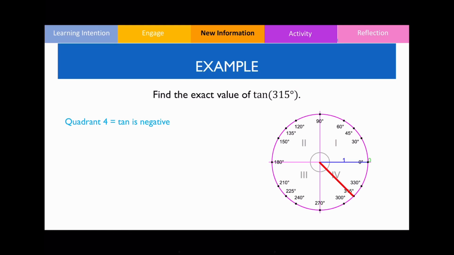Now, I just need to find out what the reference angle is. By knowing the exact value of the reference angle, I just need to chuck the negative sign in front of it. So your reference angle is going to be 45, because that's 45 going this direction, and this is 45 going in this direction. If you guys can recall, what was the exact value of tan 45? That was the same thing as 1. So therefore, add a negative sign, and your answer will become negative 1.